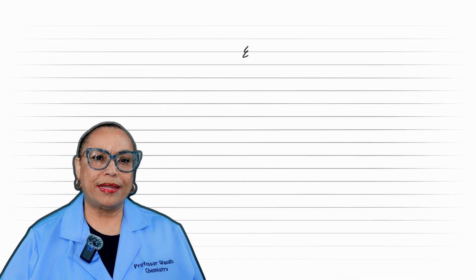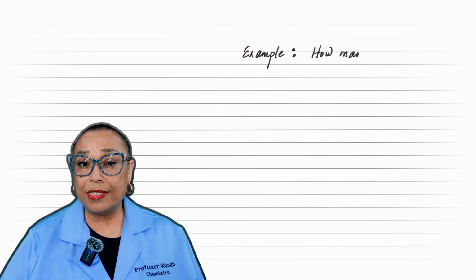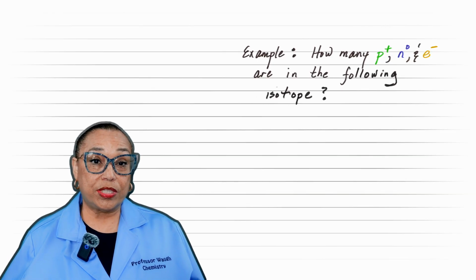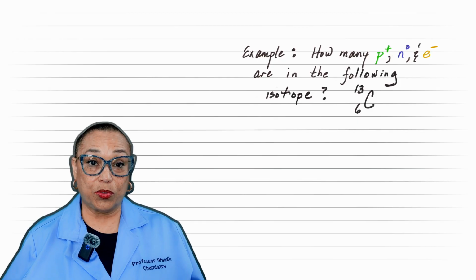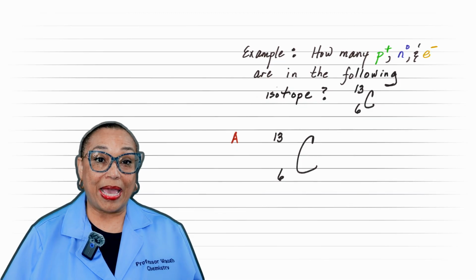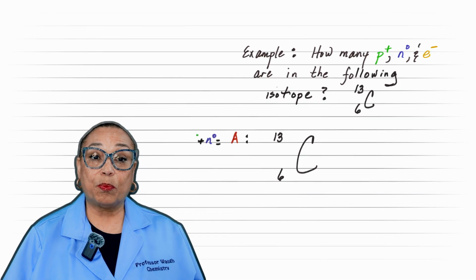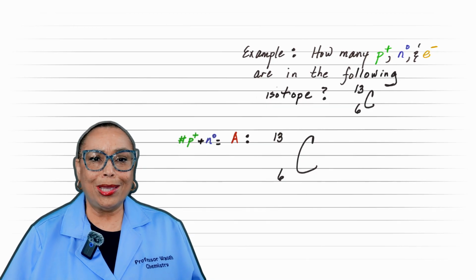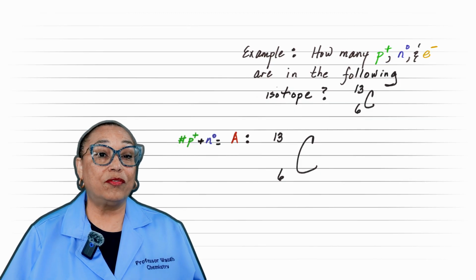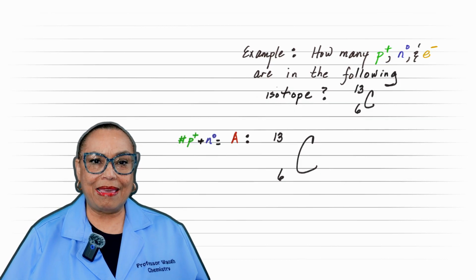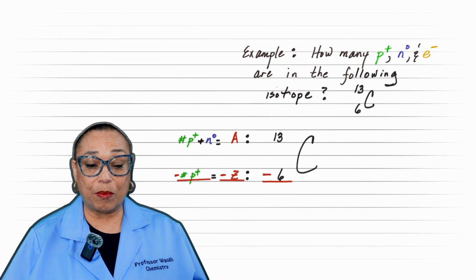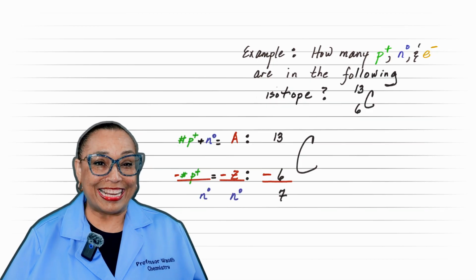So now let's try another problem. How many protons, neutrons, and electrons are in the following isotope? So you see carbon-13 with 6 protons at the bottom. You have to remember that the A, the mass number, is the number of protons plus the number of neutrons. All you have to do is subtract the number of protons and you'll get the number of neutrons. So take the A, the mass number, and subtract the Z, the atomic number, and you get the number of neutrons. Isn't that easy?